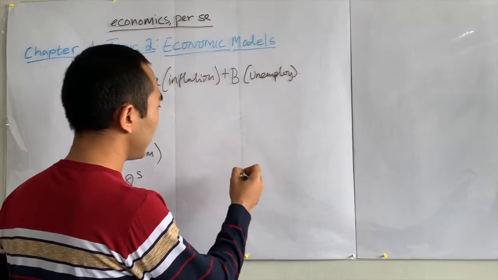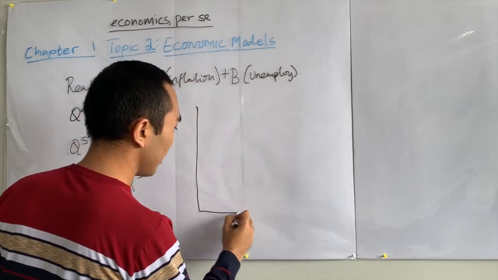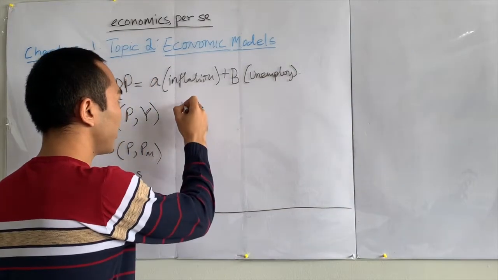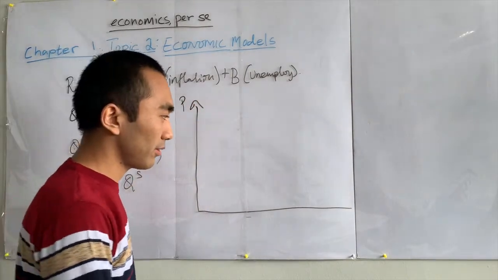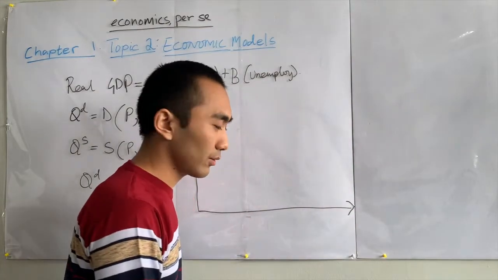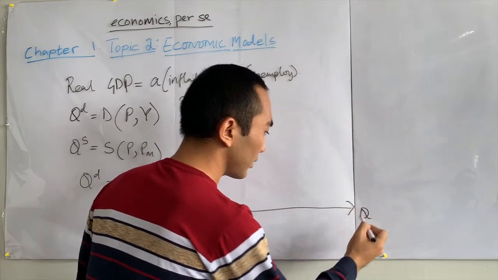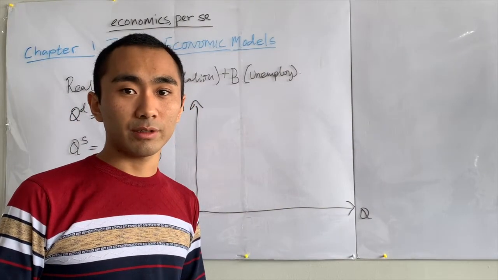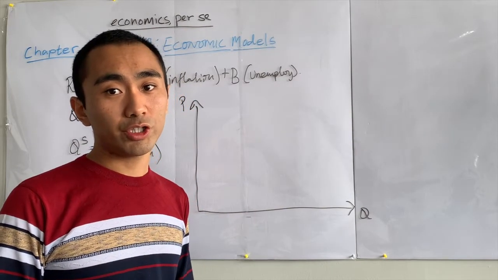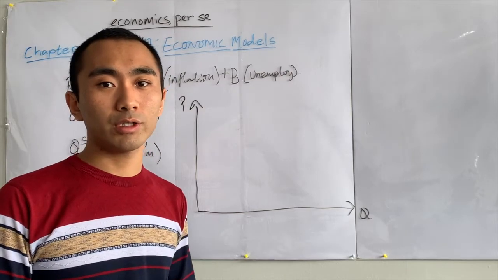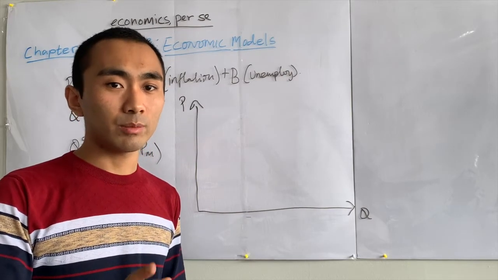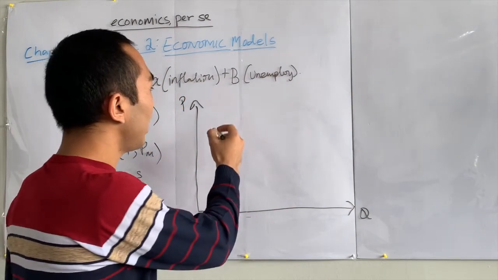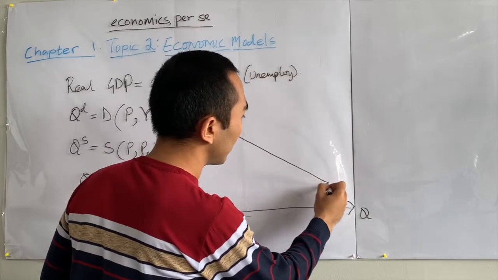Let's do it here. So we have the y-axis, which is going to represent the price of the hamburgers. We have the x-axis, which is going to represent the quantity supplied and the quantity demanded of hamburgers. The demand curve will show the relationship between the price of hamburgers and the quantity demanded of it, holding income constant. The demand curve will slope downwards from left to right.